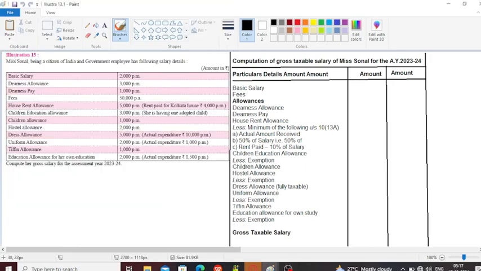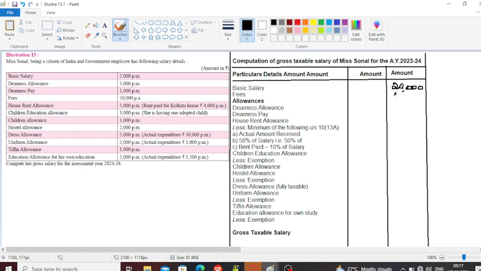Let us continue with illustration number 13. Miss Sonal, being a citizen of India and a government employee, has the following salary details. Basic salary is 2,000 per month, that is 24,000 per annum. Let me write one by one. 24,000 per annum, and next one is allowances. Before allowances, let me put fees, 50,000 per annum.